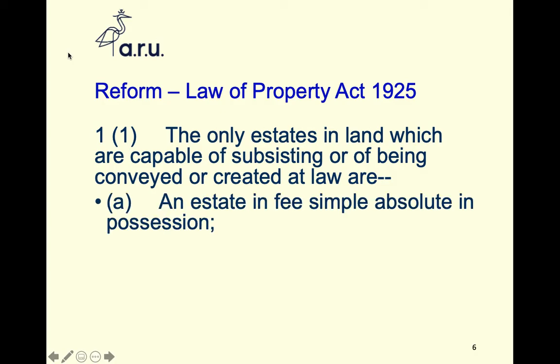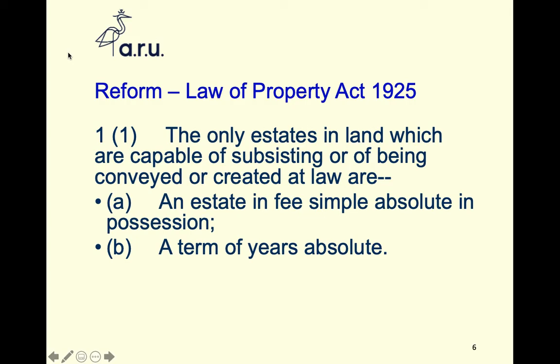So section 1(1), we get two estates in land. We get an estate in fee simple absolute in possession, section 1(1)(a). And we get section 1(1)(b), a term of years absolute. Now, I know when I was in Cambridge doing some seminars, I was able to break some of that down into some lay language, and that's what I'll be doing in Chelmsford tomorrow as well. So please don't stress.